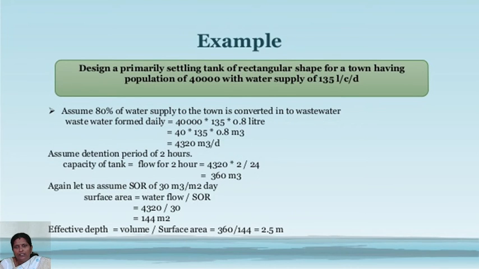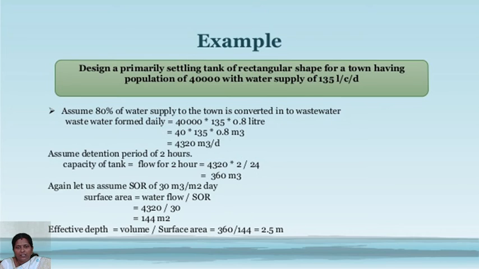Now see the example of sedimentation tank. Design a primary settling tank of rectangular shape for a town having population of 40,000 with a water supply of 135 liters per capita per day. Assuming 80% of the water supply to the town is converted to wastewater. Wastewater formed daily is population times rate of demand times 80%. Multiplying all terms, we are getting 4320 meter cube per day.